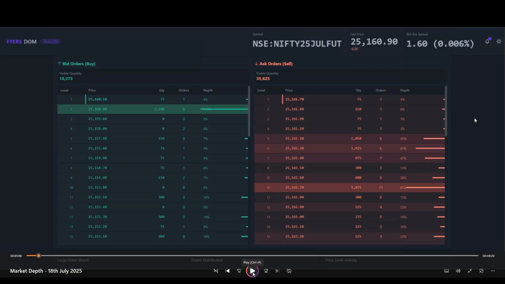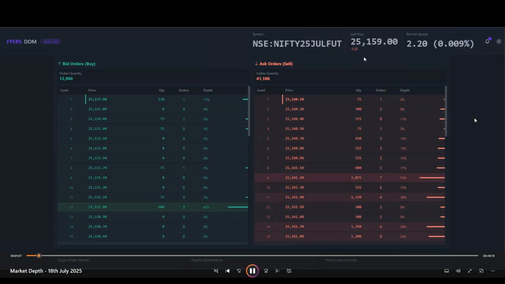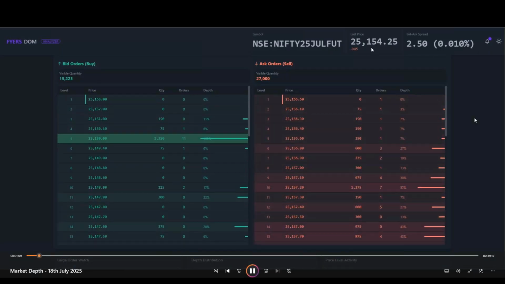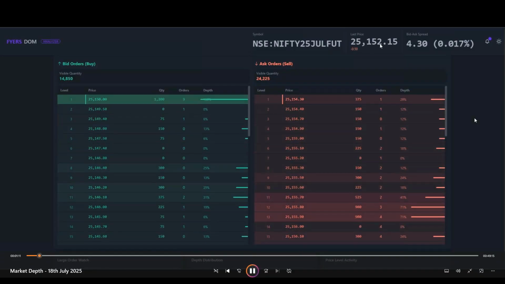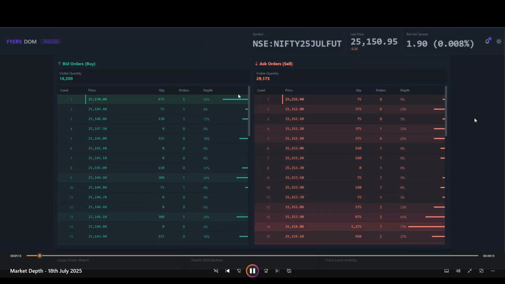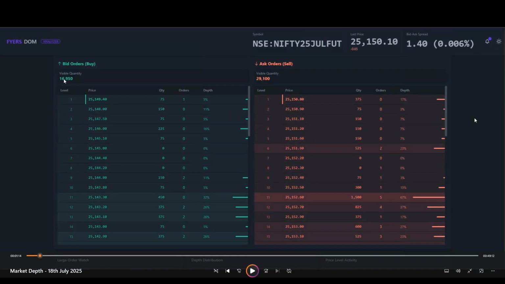If you play it, you can see 25,150 is the price action by that time. You can see it consistently. Let me tell you, this is a visible quantity. It's not the regular order book quantity. The regular order book quantity, maybe I'll show you later, will be in some lakhs of quantity.